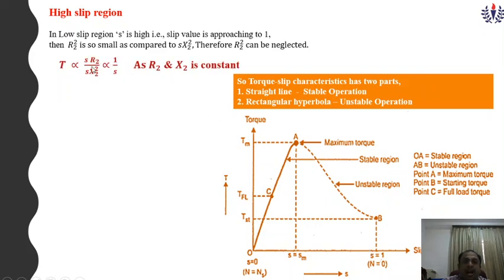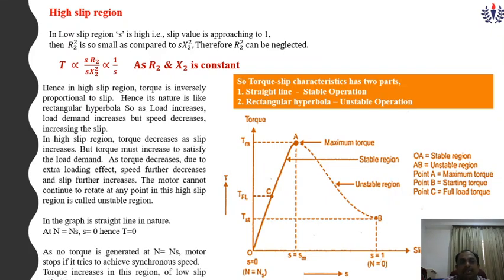So here the R2 and X2 will be constant. Therefore, the torque is inversely proportional to slip. Hence in the high slip region, the torque is inversely proportional to slip. Hence in nature it will be called a rectangular hyperbola. This curve A to B is called the rectangular hyperbola curve. In the low slip region 0 to A is a straight line, but in the high slip region A to B is a rectangular hyperbola.